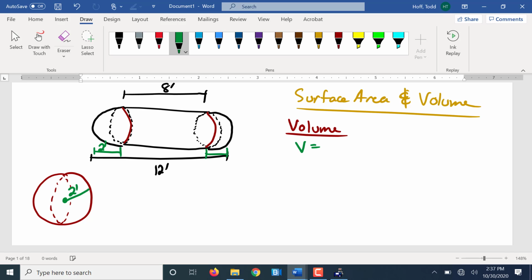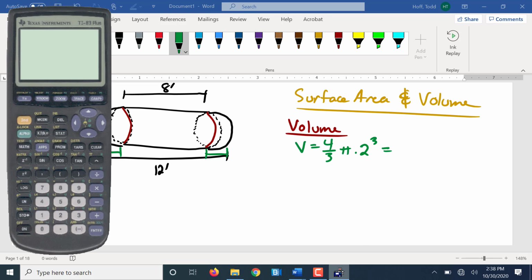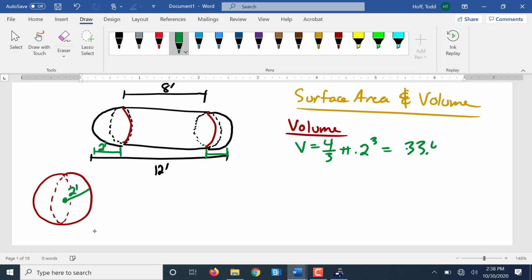So the volume for a sphere, circumference is just pi times diameter. So volume for a sphere is 4/3 times pi times that radius cubed. So we have 4 divided by 3 times 3.14 times that radius of 2 to the power of 3. We get 33.49. And that's going to be cubic feet.